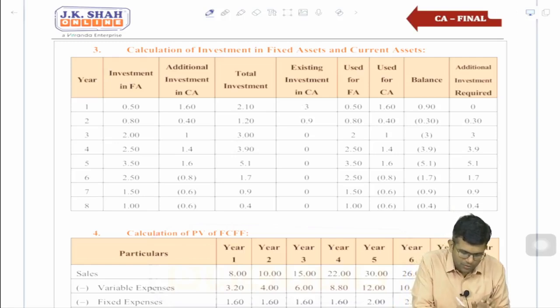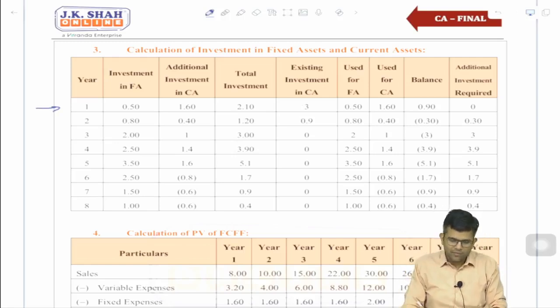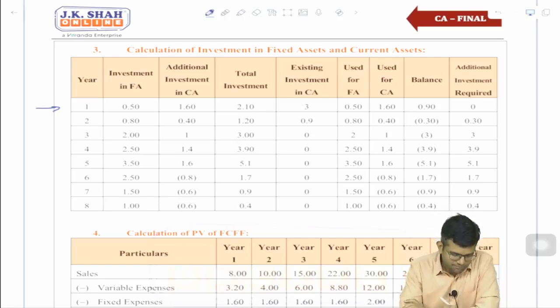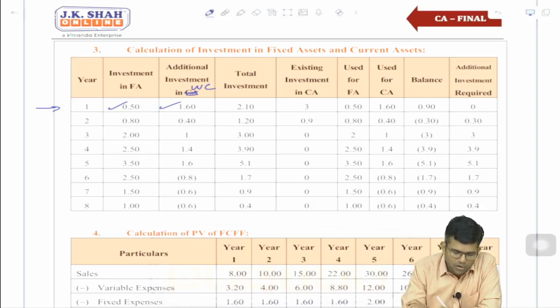Okay, see. So let's talk about year 1. In year 1, investment in fixed assets, can I say, is the capex. Everyone clear? 0.5. Investment in current assets, or basically I would like to use the word working capital, is 1.6. Total investment 2. Everyone clear till here? Total investment is 2.